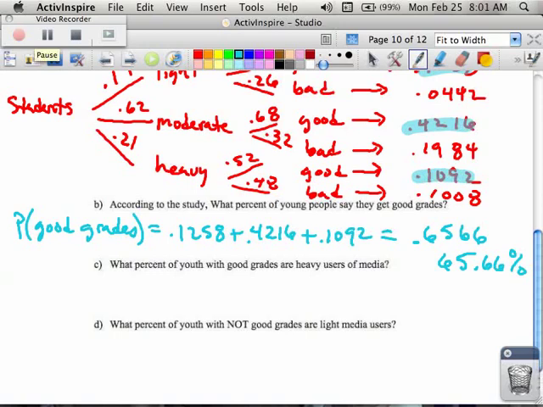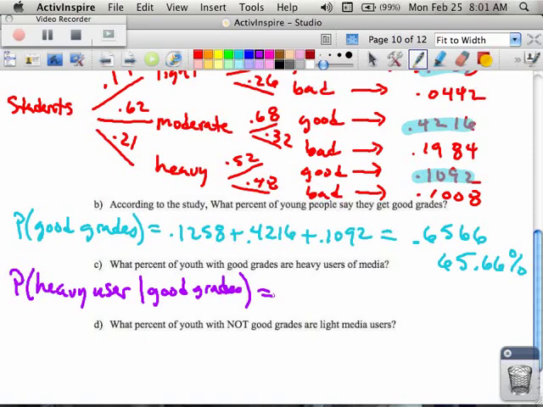What percent of the youth with good grades are heavy users of media? So in this next question, you're looking for the probability that you are a heavy user given that you have good grades. So the heavy users with good grades, because remember you look for the intersection first, so the heavy users with good grades is 0.1092.